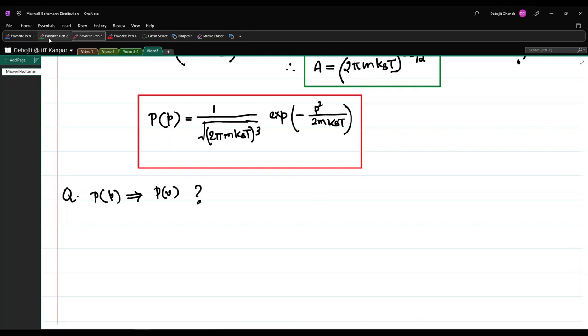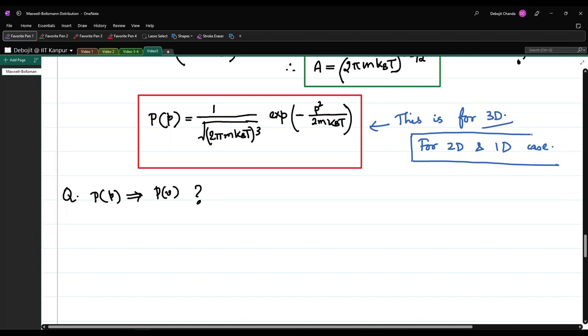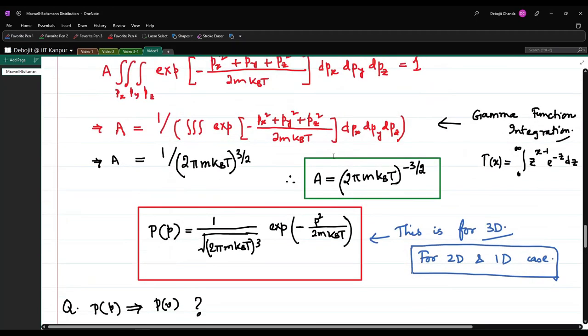And just for a note here, this is for 3D. For the 2D and 1D cases, we can similarly derive these formulas, but for the 2D case, the pz term will not be there, and there will be only integration over dpx and dpy. And if we do that carefully, then we will obtain that a is 2 pi m kbt to the power minus 1. This minus 3 by 2 term will not be there.